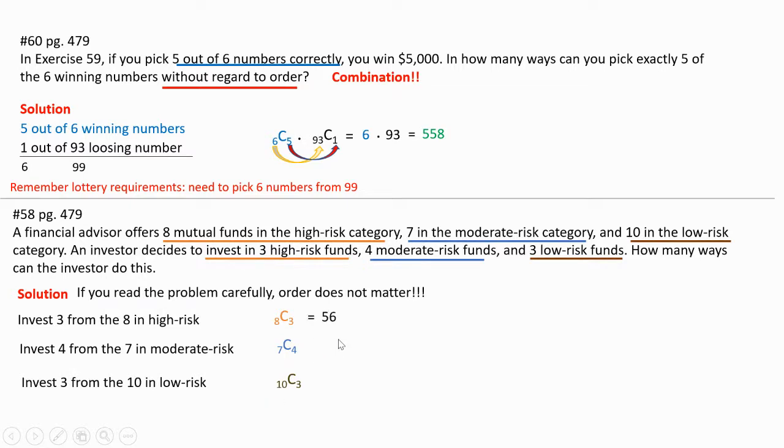So 8 combination 3 will be 56. 7 combination 4 will give us 35. And 10 combination 3 will give us 120. And this, guys, like I said, you can put in the calculator because it'll be much easier. So now you're going to multiply 56 times 35 times 120. So that's your answer, guys, 235,200. That's the number of ways that this investor can do this, so 235,200 ways to select the funds.